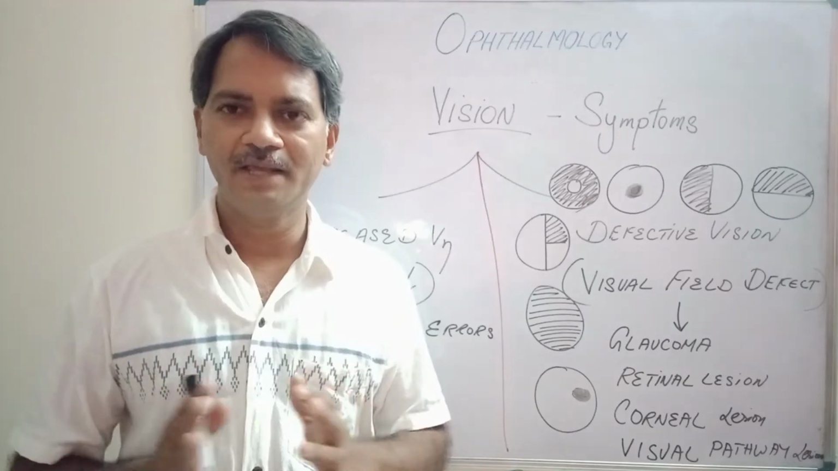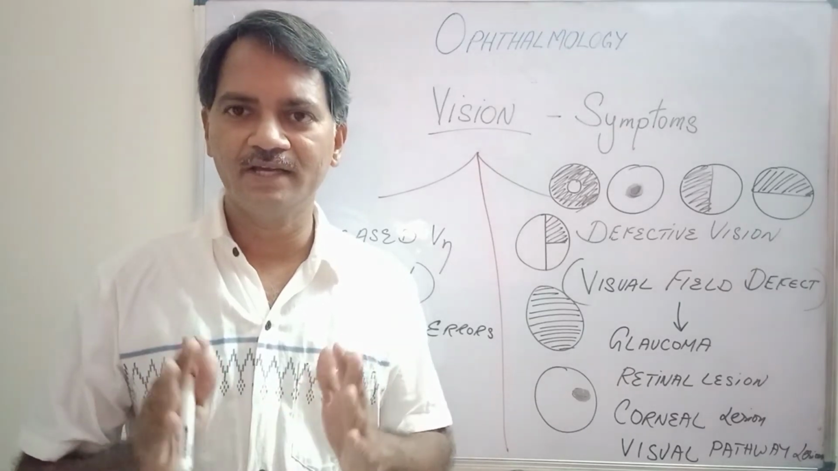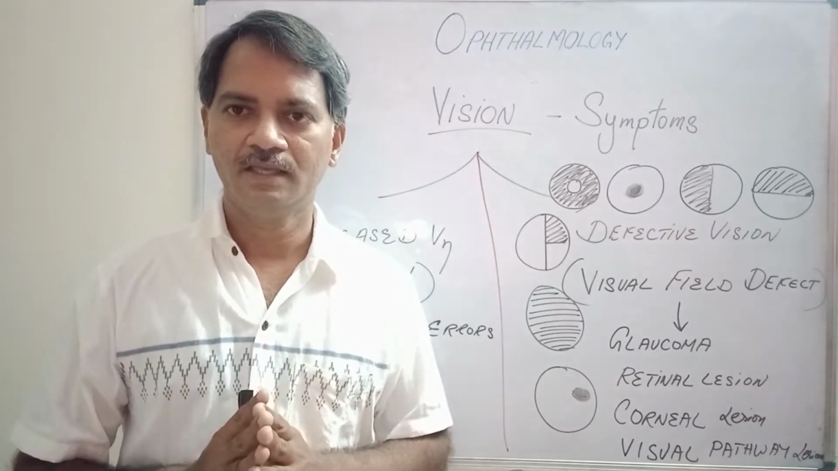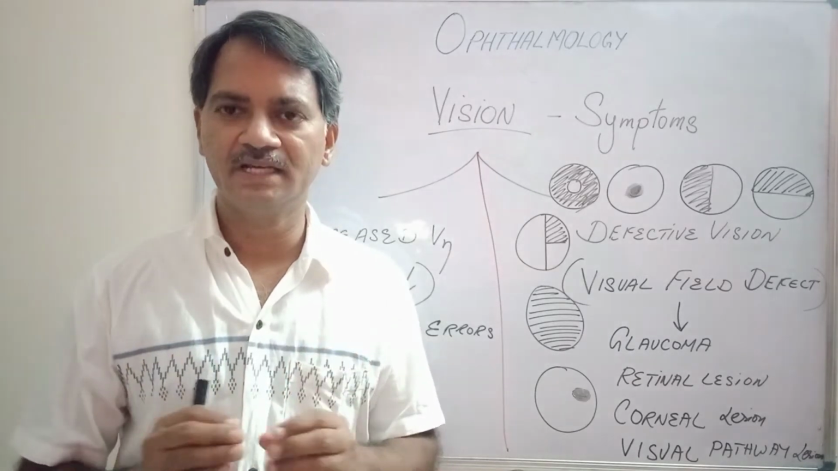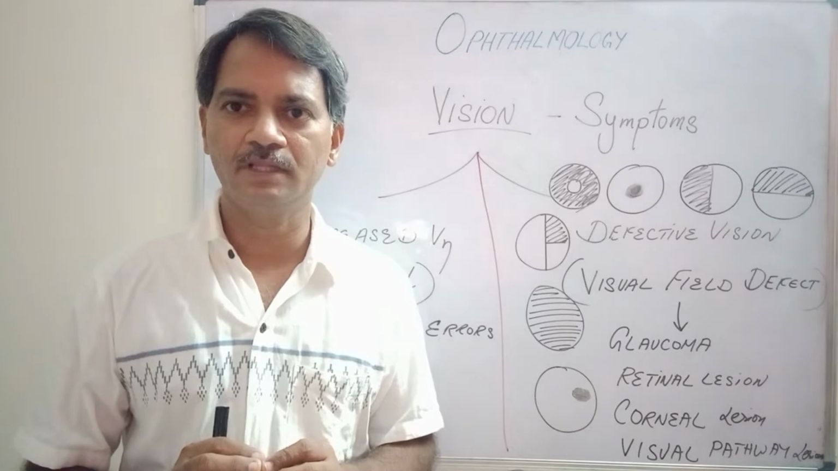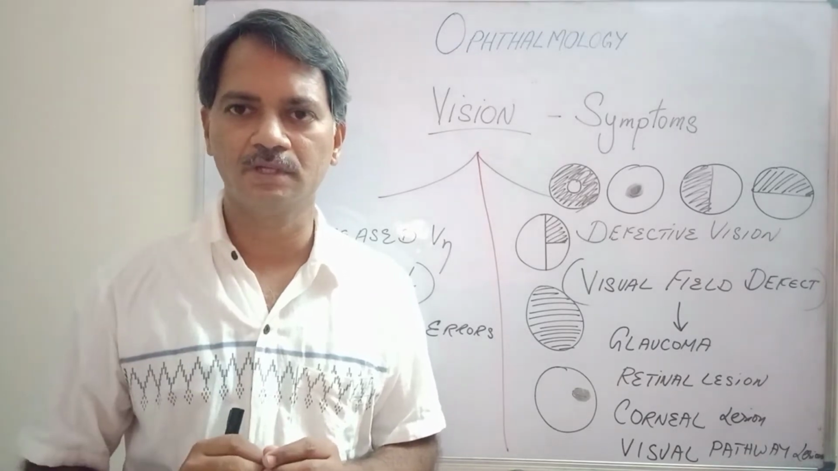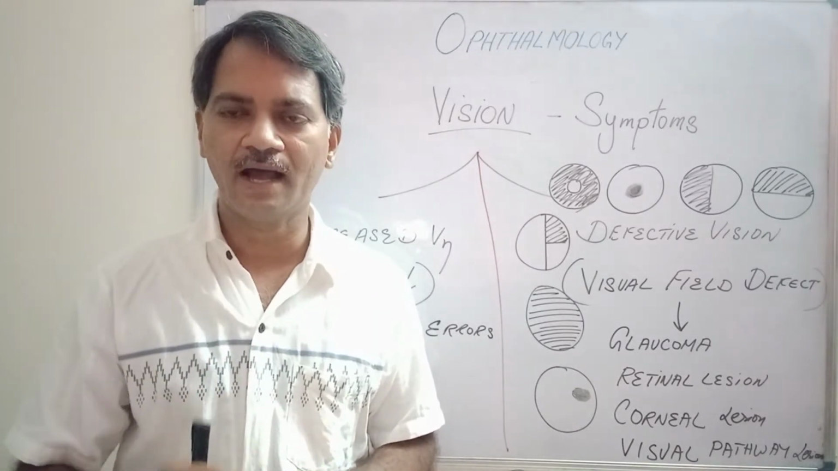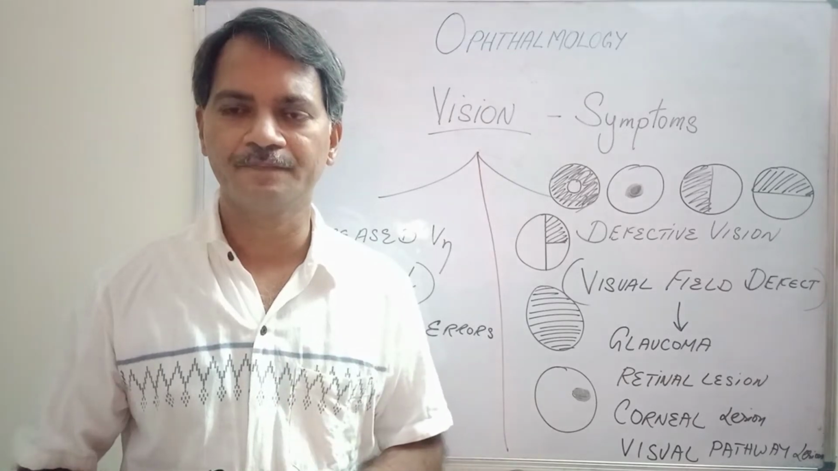Eyes are primarily in our body for giving us vision. In the ophthalmology clinics, usually we see people coming with one of two main problems. One is decreased vision, the other is defective vision.